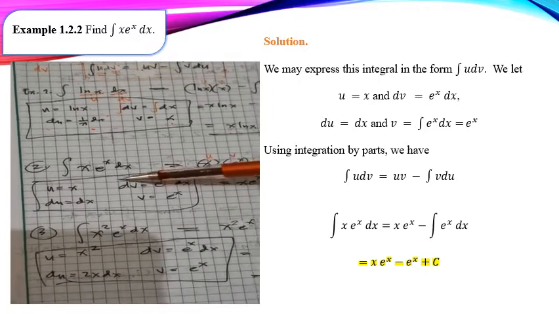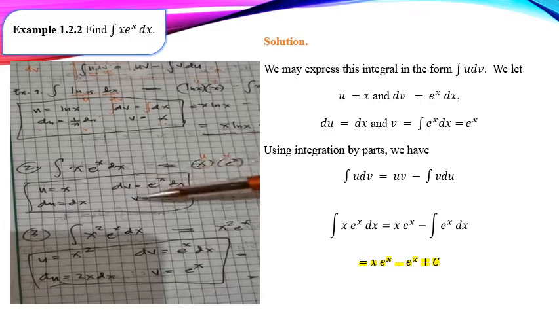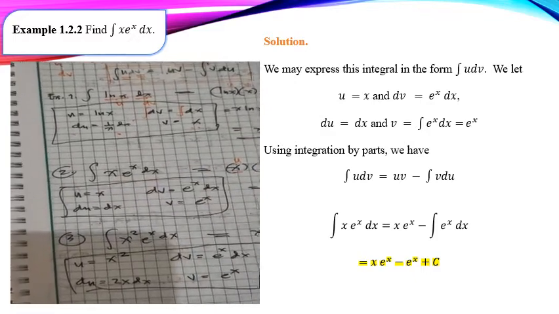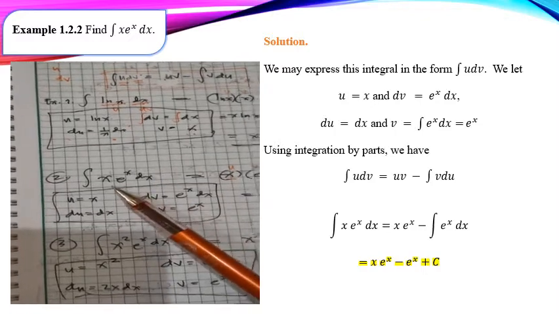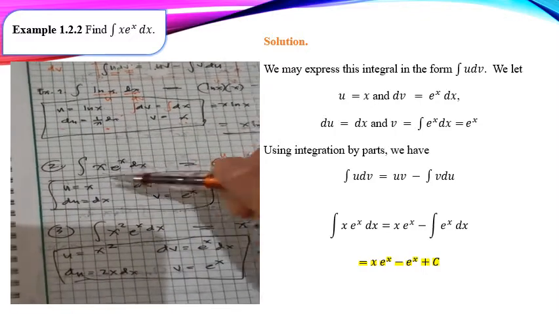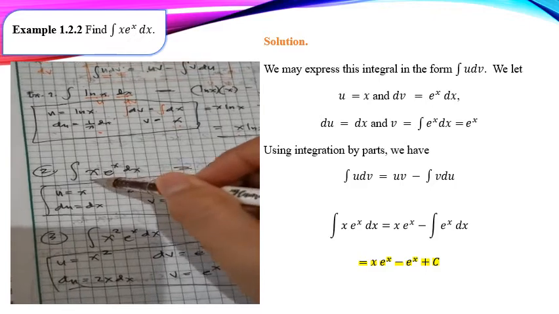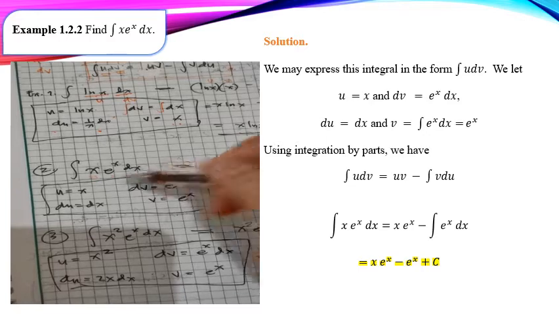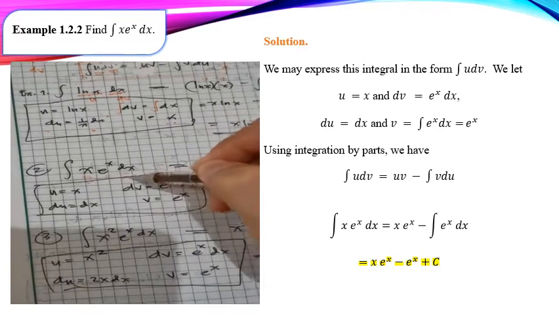Kasi, yung sa dv kasi is i-integrate natin yan both sides, while sa u is i-derive lang natin siya both sides. Okay, so, dito sa given natin, ang ililet natin dito na u is yung variable x. And then, yung ilalat natin dito na dv is e to the x dx. So, this is our u and this one is our dv.